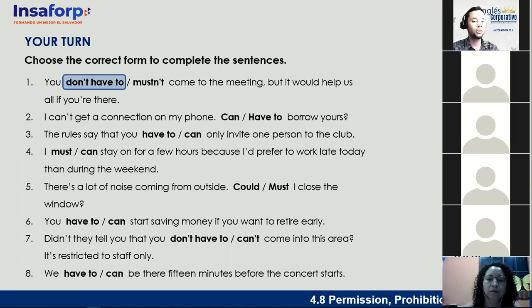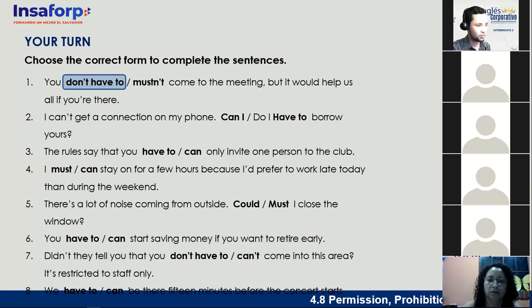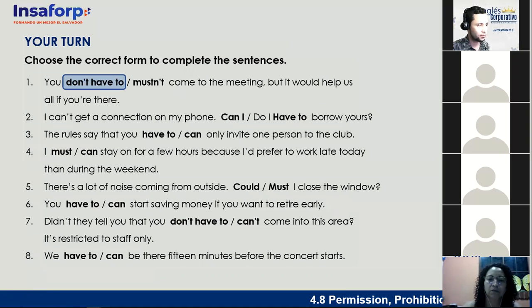I can't get a connection on my phone. Sorry, there's a mistake here. I need to correct. I'm sorry. Just give me one moment. Just a second. Okay.